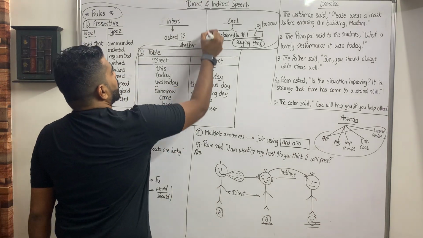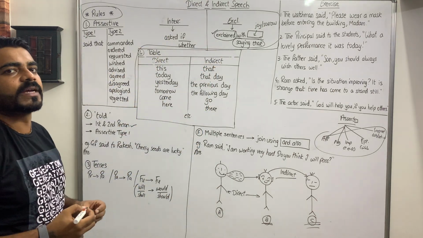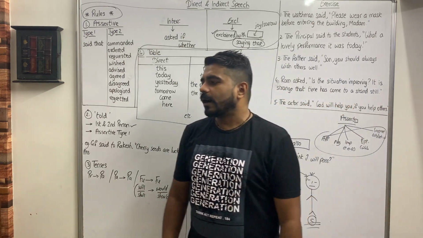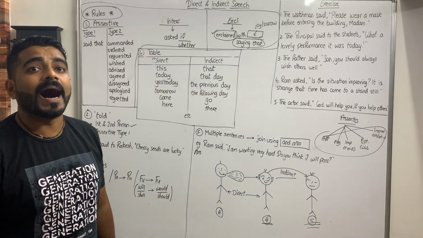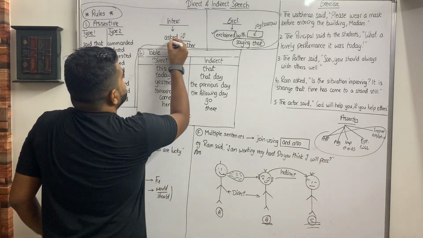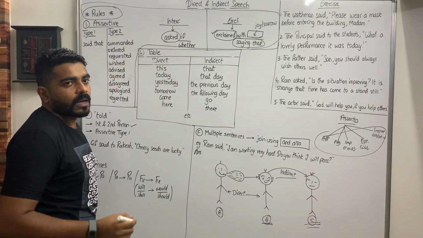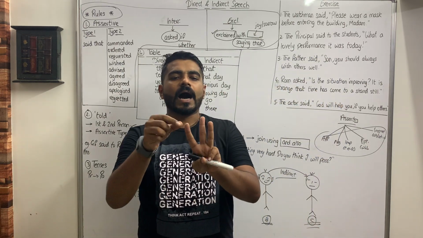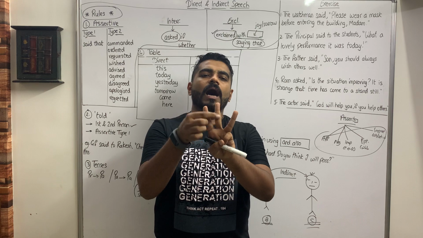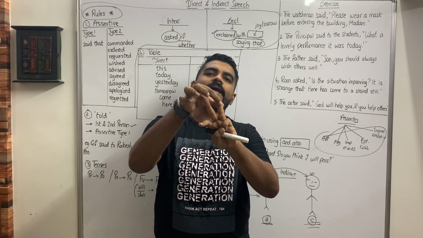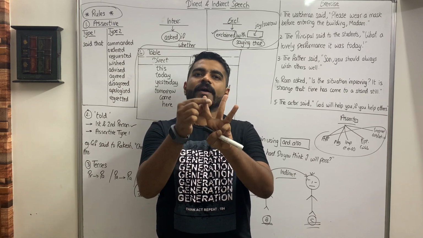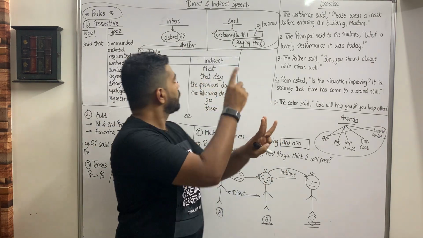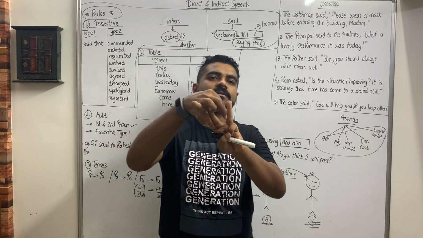Second is interrogative. If you have an interrogative sentence, okay, matlab question wala sentence hai, to apne ko na hamesha yehi word likhne ka. Kaunsa word? Asked. Asked can be used in three ways. Asked whether, asked if, ya to sirf asked.